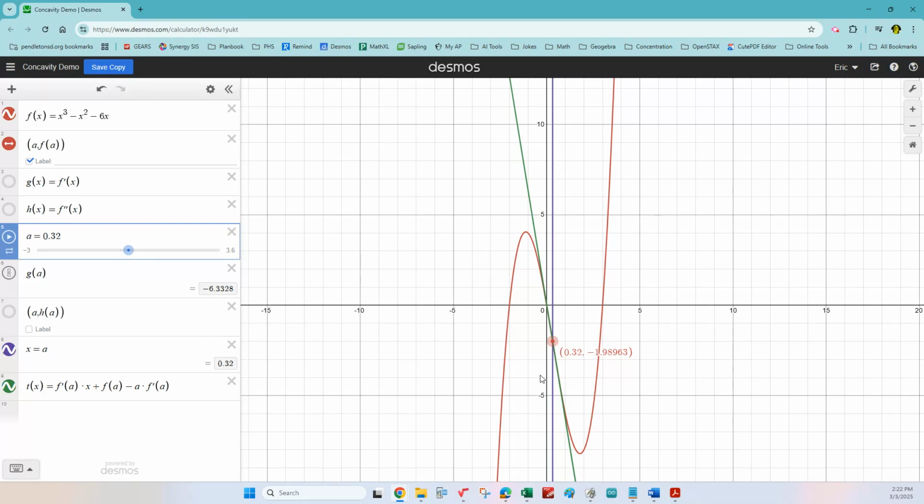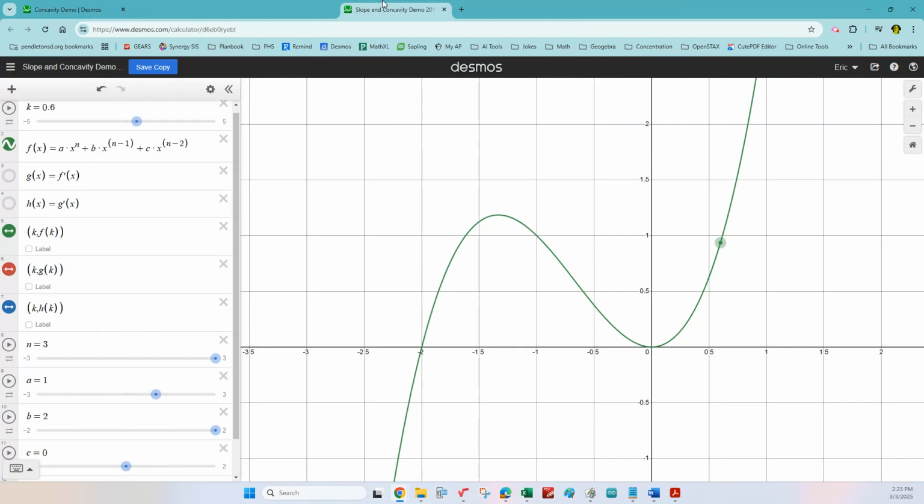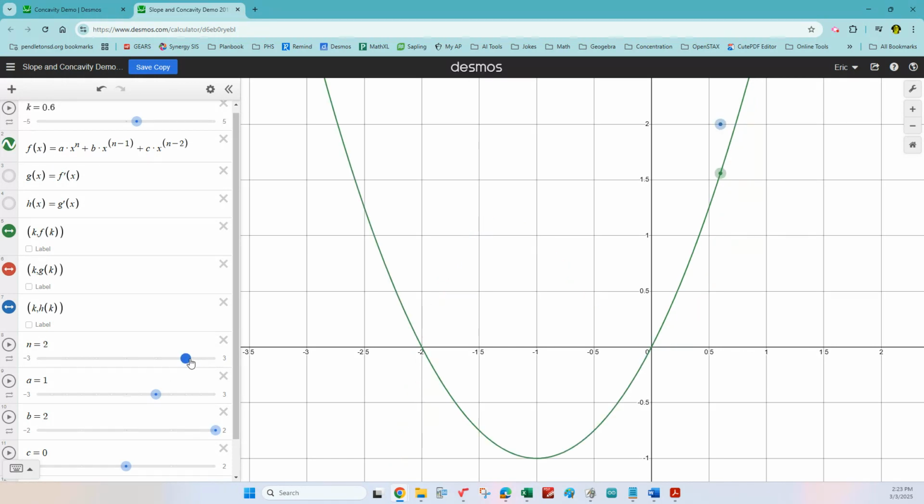But okay, here's another one. Look at this one. How about something like this? So let me go back to, I want to flip this back to 2. Okay. So there's a function, right? What kind of function is that? Quadratic, yeah, okay. So that's the function.